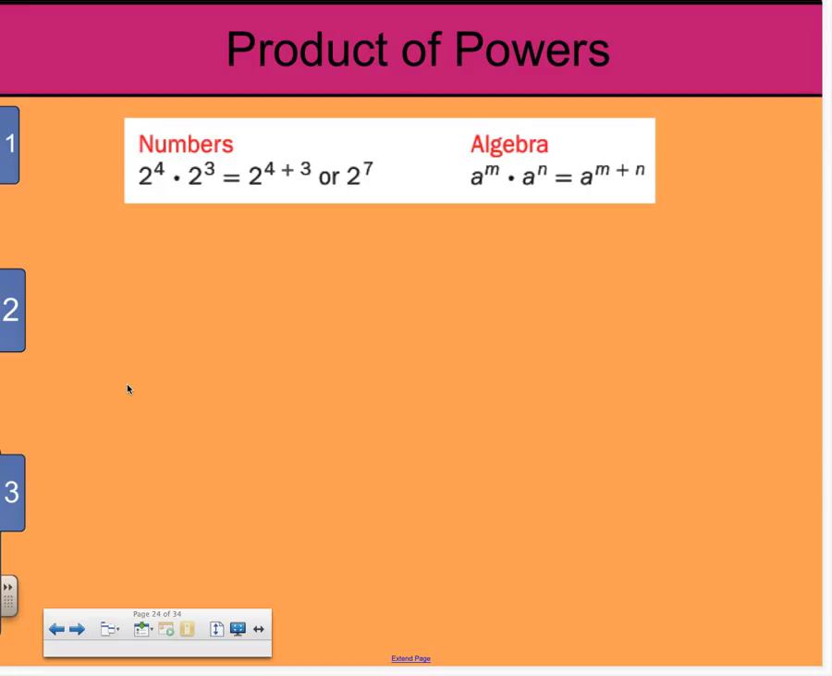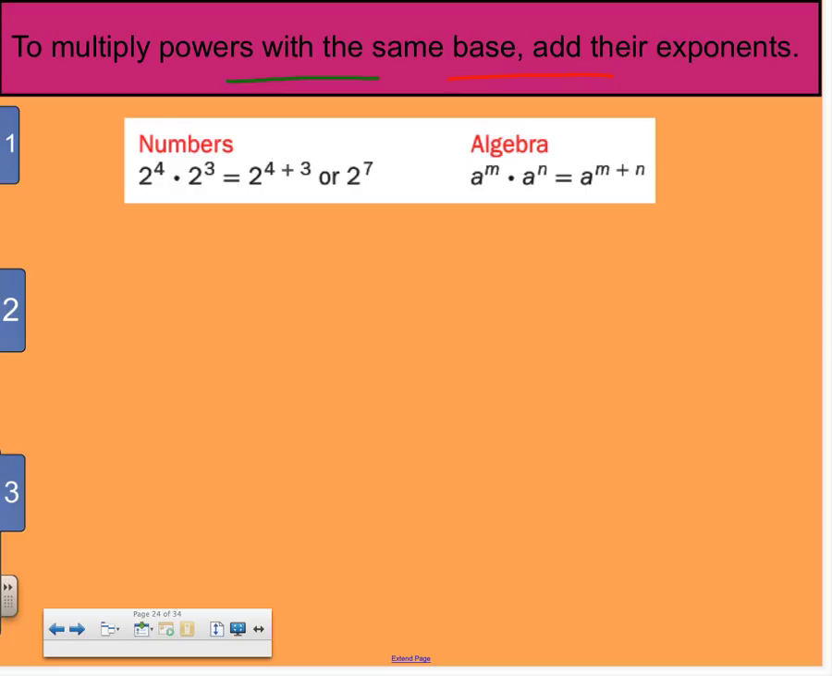Okay, we have been working on multiplying and dividing monomials, and there's some specific rules that are helpful that you can remember. The first one we're going to talk about is product of powers. We've got powers, we've got exponents involved, and we're talking about product, which means when they are multiplied. When this is the case, to multiply powers with the same base, we simply add their exponents. We've got lots of examples here and some important things to remember.